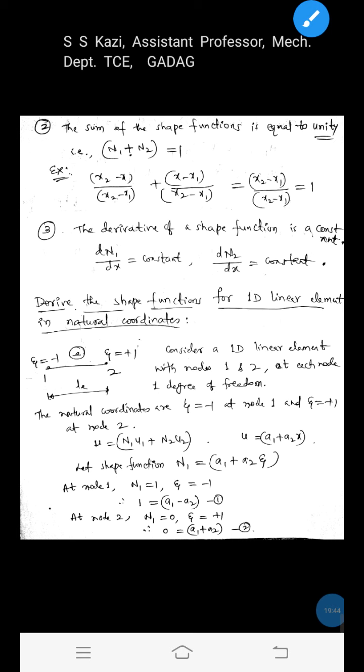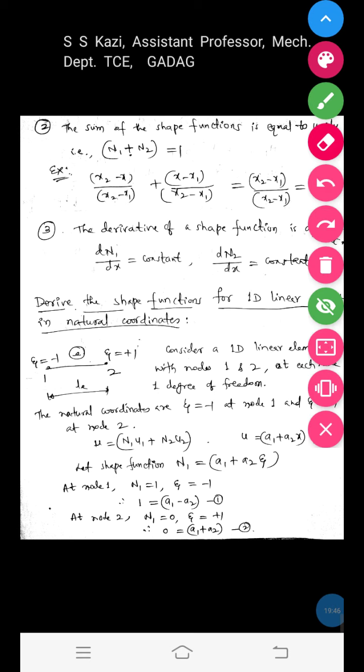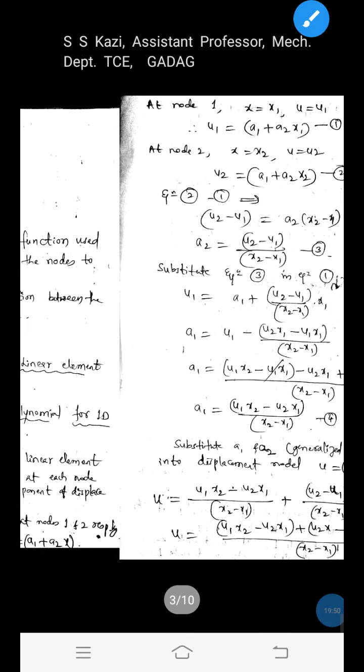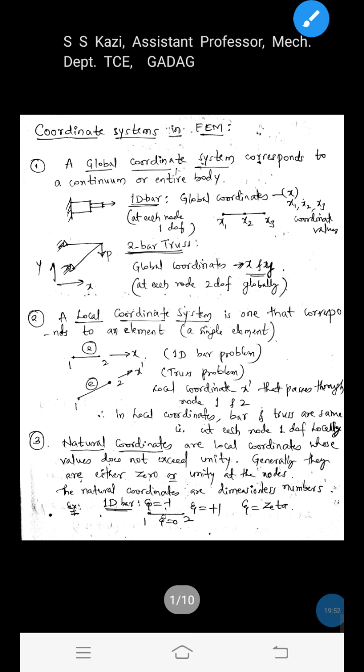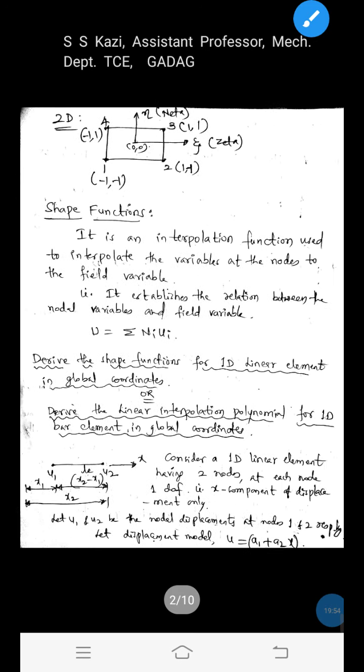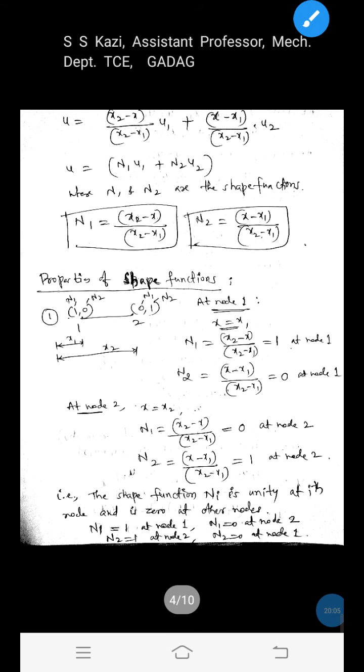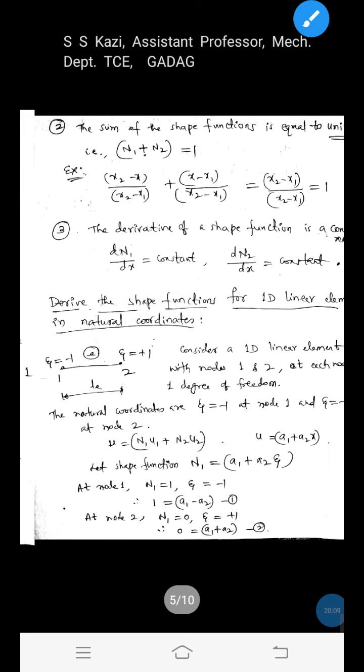Okay, now in this video session, what we have learned: what are the different coordinate systems used in FEM, that is the global coordinate system, local coordinate system, and natural coordinates. And next, shape functions, the definition of shape function, and we have derived the shape function for the 1D linear element in the global coordinate system, that is, in terms of x. And we have discussed 3 properties of shape functions.